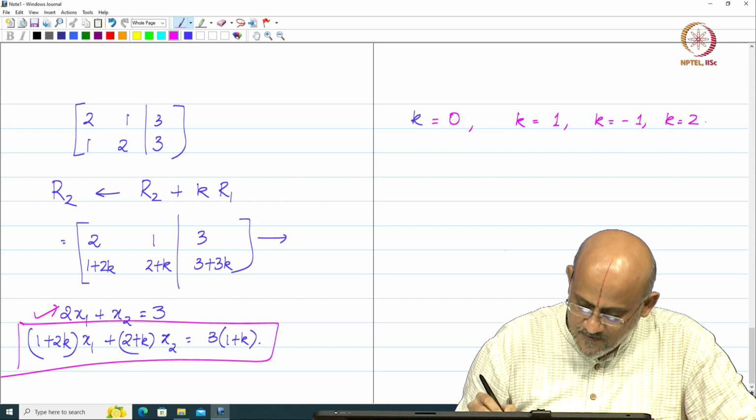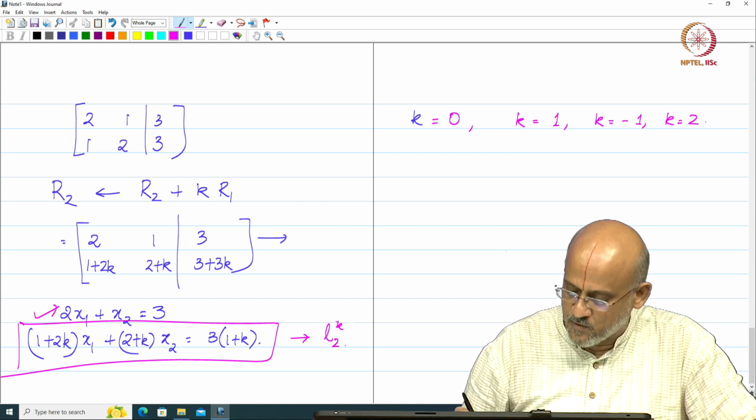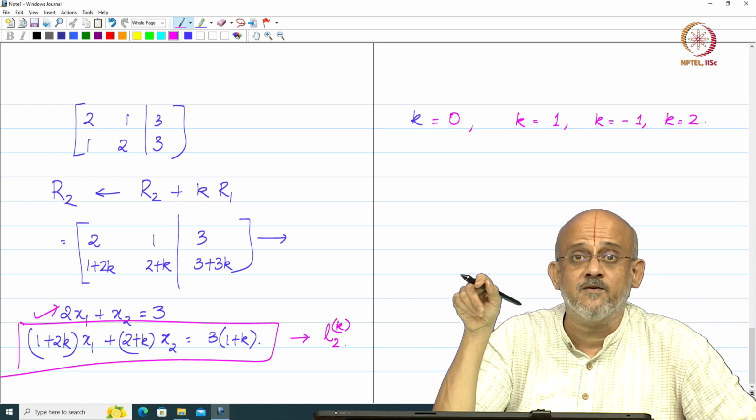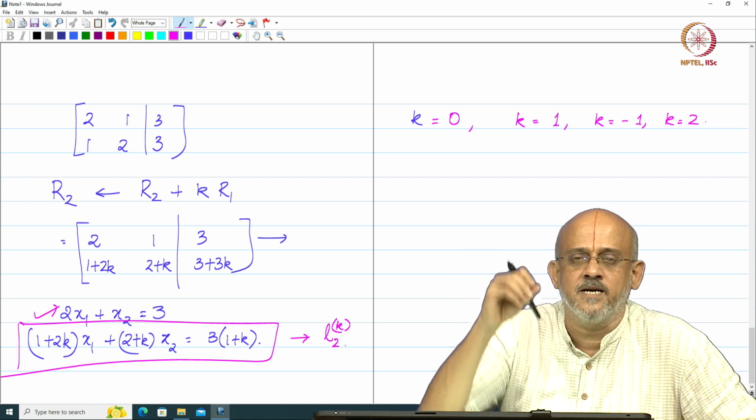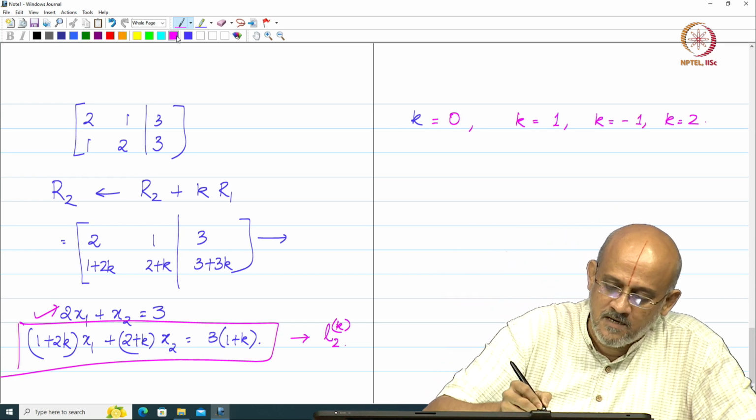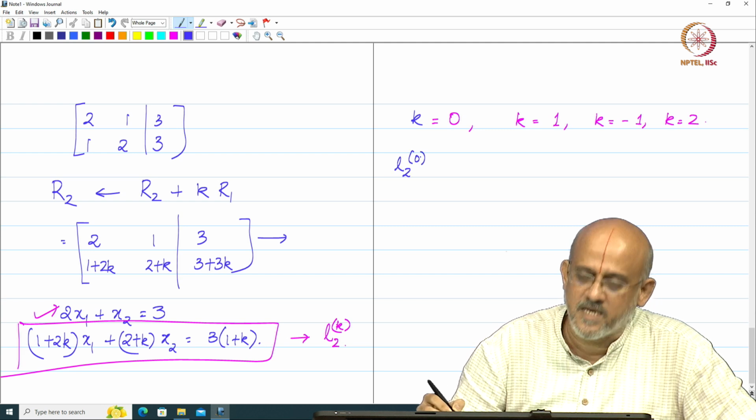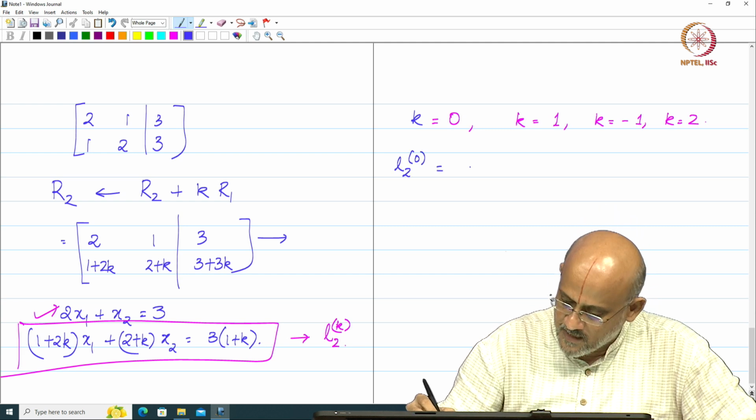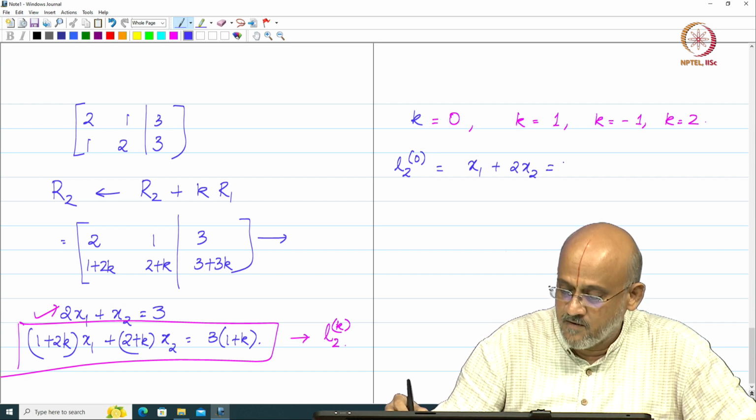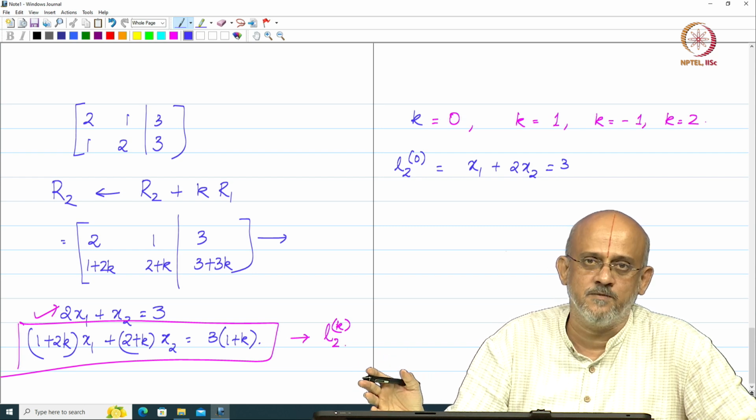If this were to be called L2, let me call this L2k. The superscript k indicates the value of k that I am going to put. I am not doing exponentiation, it is just going to tell me what value of k I have used. So let me look at L2 when I use k is equal to 0. The second equation is going to be x1 plus 2x2 is equal to 3, which is the same as what we had before. Therefore the solution is going to be the same.